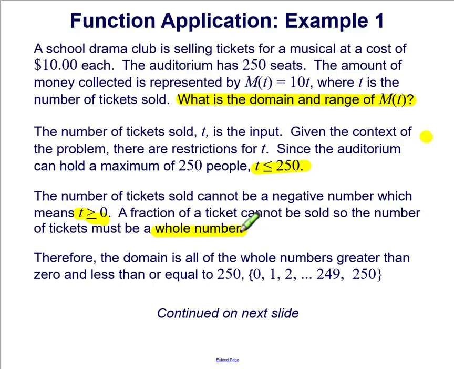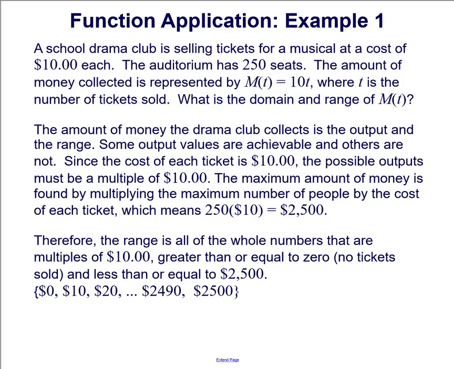So with these restrictions combined, we say that the domain is all the whole numbers greater than or equal to 0 and less than or equal to 250. Writing it out in set notation, we say the domain is a list of whole numbers starting at 0 and ending at 250. Now let's talk about the range.